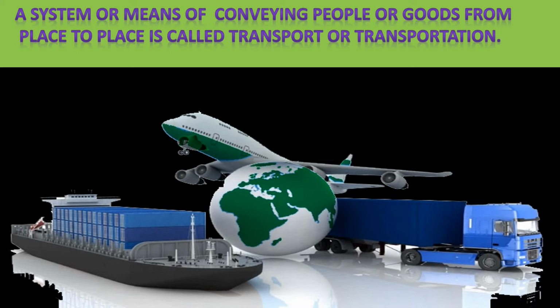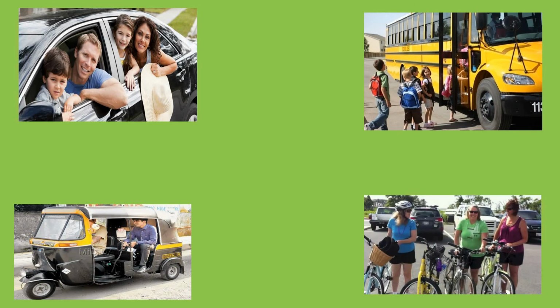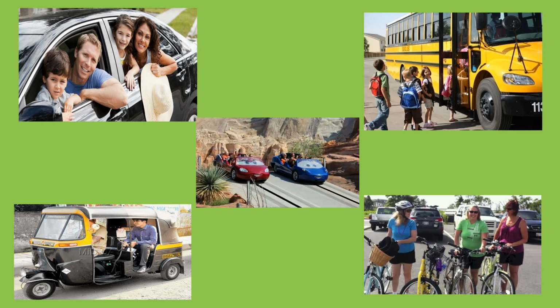Now what is transport? A system or means of conveying people or goods from place to place is called transport or transportation. We use different means of transport to move from one place to another. We take a bus, car or train if we have to travel. And for some other works also we use transport, such as to supply goods. They take us to our workplace, they help us reach school, they help us visit our friends and relatives, they are used for exercise. Some vehicles can be used for racing and adventure also.